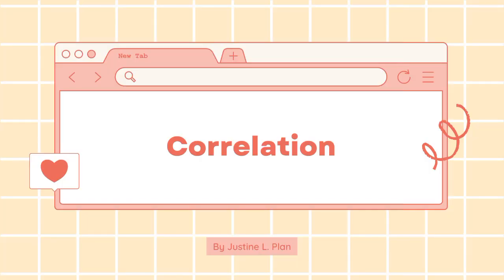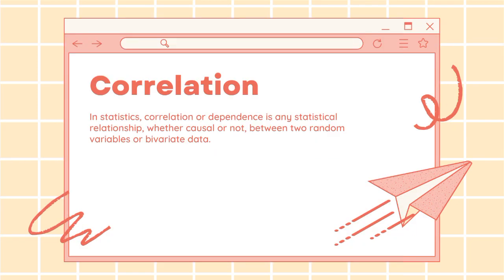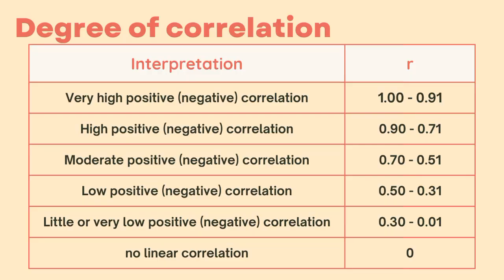In this video, I'm gonna tackle correlations. In statistics, correlation or dependence is any statistical relationship, whether causal or not, between two random variables or bivariate data. Correlation is one of the most common and useful statistics. It describes the degree of the relationship, or more precisely, it is the measure of the extent to which two variables are related. This table represents the degree of correlation that interprets the value of r.